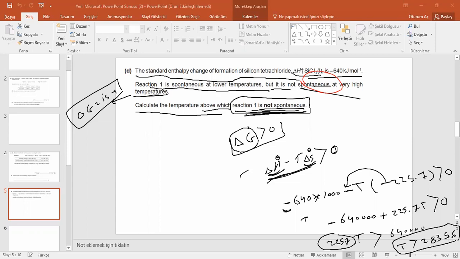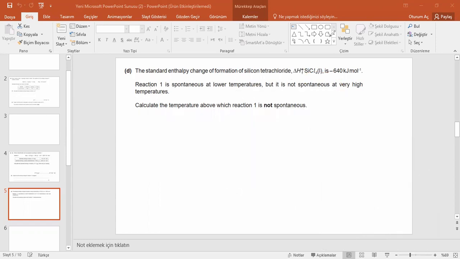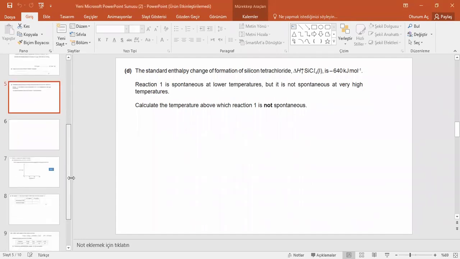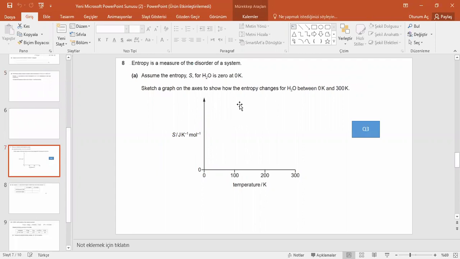We're done with this. This is the temperature. Temperature must be larger than this for the reaction to be not spontaneous. As we said, not spontaneous means delta G positive, so it's supposed to be larger than 0. And instead of delta G, we just wrote this expression and we are done with this equation. Let's move to the next question. Stop the video, have a look, and let's see.